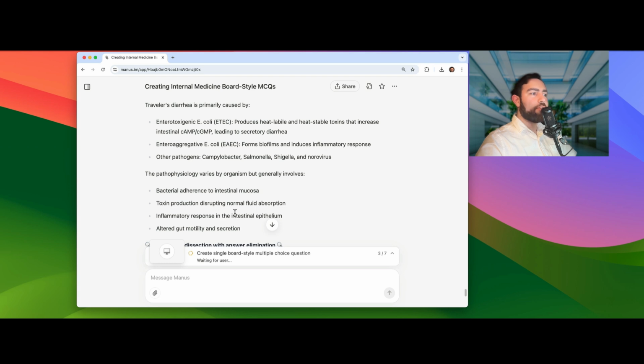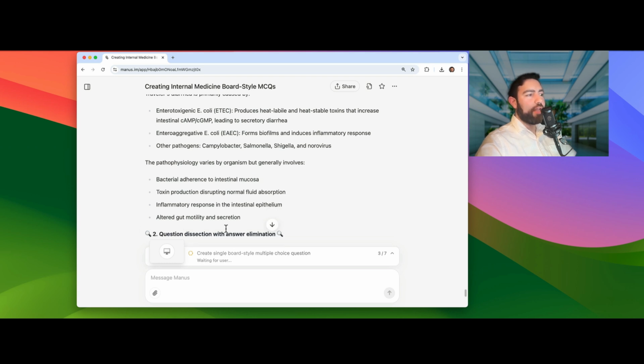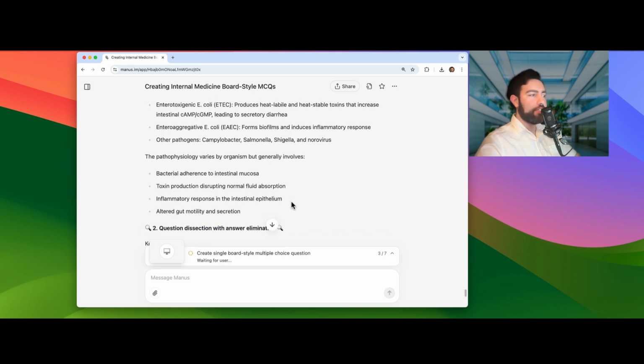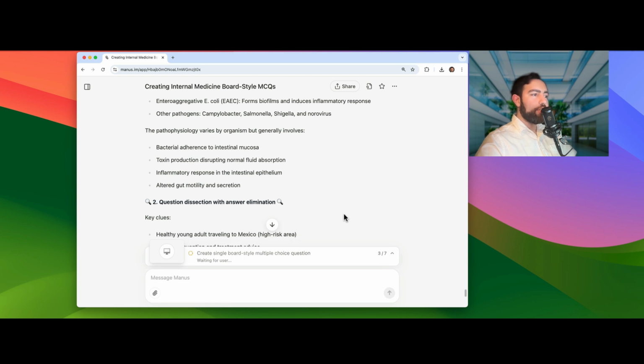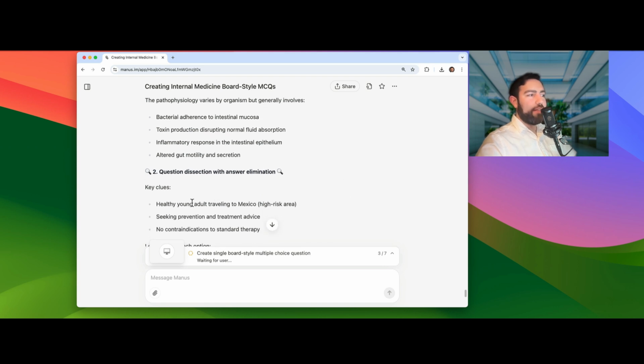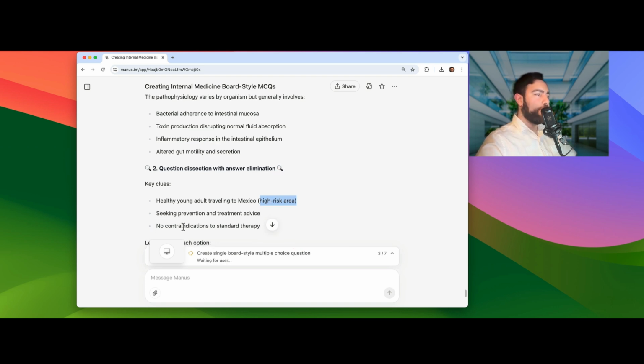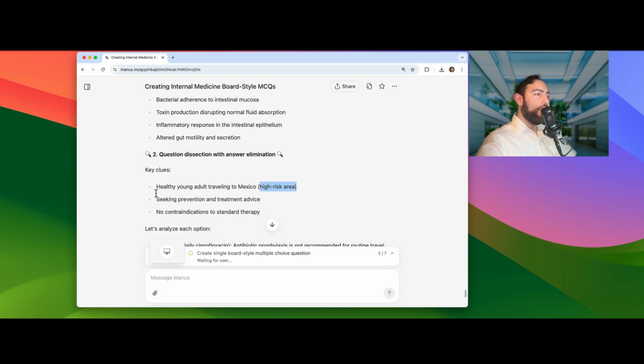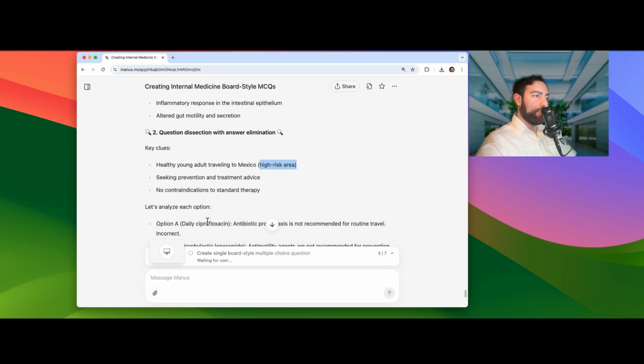And inflammatory response in the epithelium, then altering the gut motility, causing secretion and things like that. But for this question, you have a healthy young adult traveling to Mexico, which is a high-risk area for travelers' diarrhea. They want something for prevention and treatment advice, and there's no contraindication to standard therapy. So let's analyze each of these options.